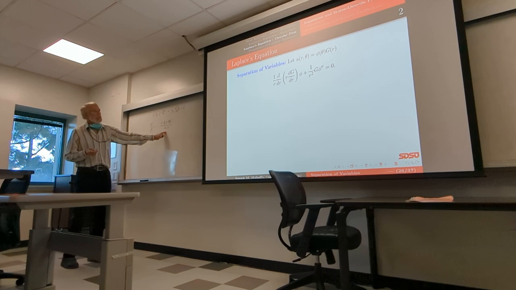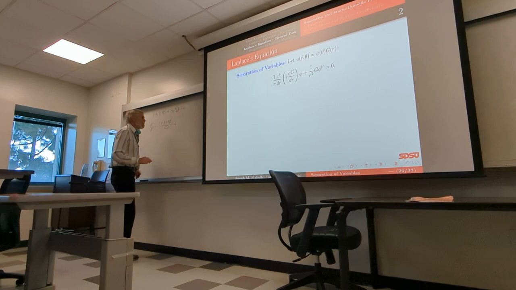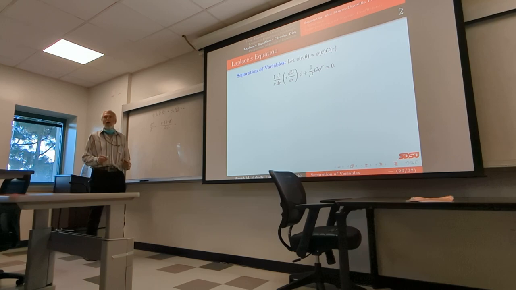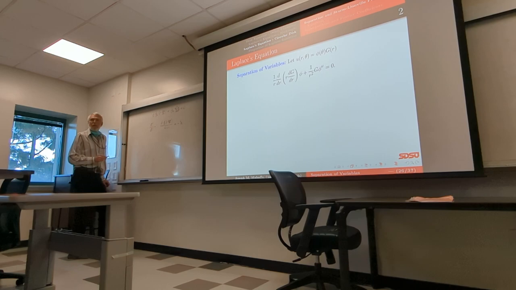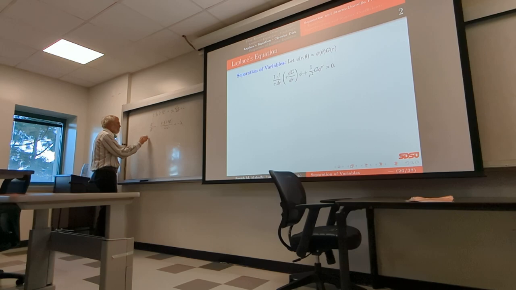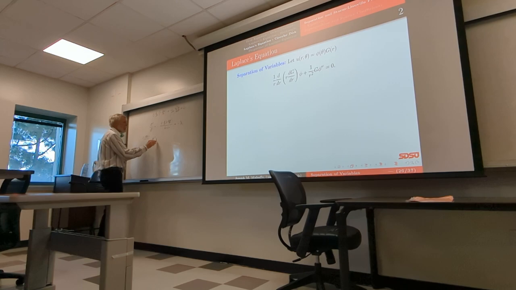And now you can see this only depends on theta. This only depends on r, right? And so that's going to be equal to some minus lambda. Okay? So we got our two ODEs. The first one, phi double prime plus lambda phi equals zero.